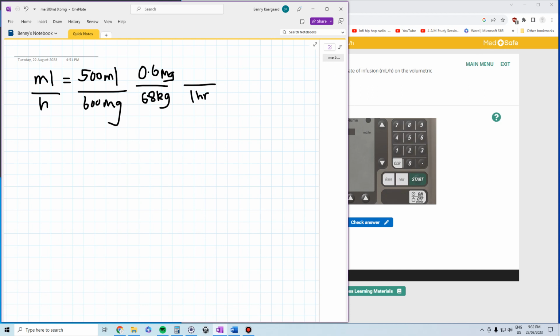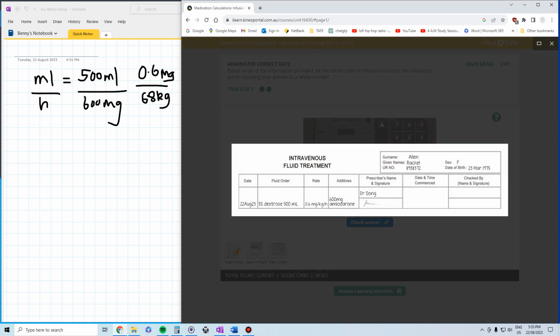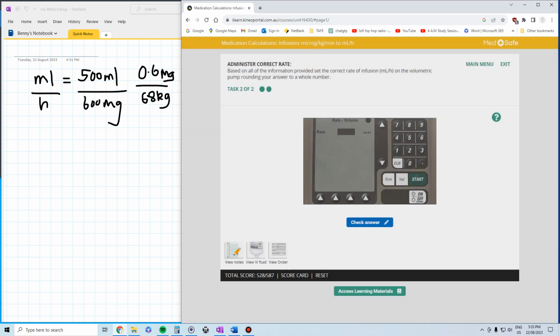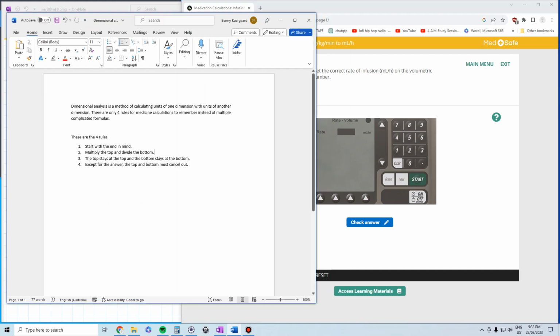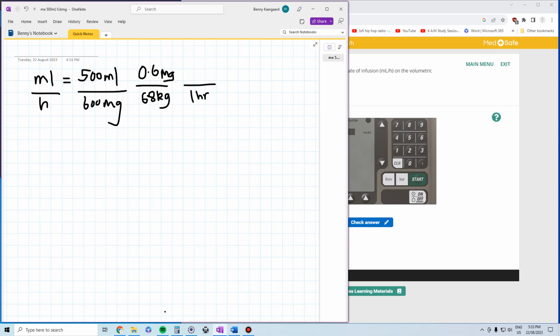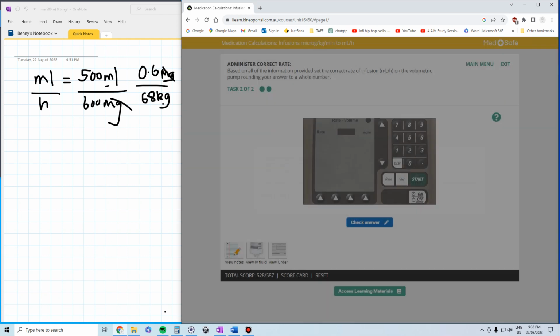One hour, and 1 hour at the bottom. Okay, let's check our rules. Start with the end in mind. Milliliters per hour. Multiply the top, divide the bottom. Top stays at the top, bottom stays at the bottom. Except for the answer, the top and the bottom must cancel out. So, except for this, this cancels out, this doesn't cancel out. Which makes me wonder if we even need the kilos.